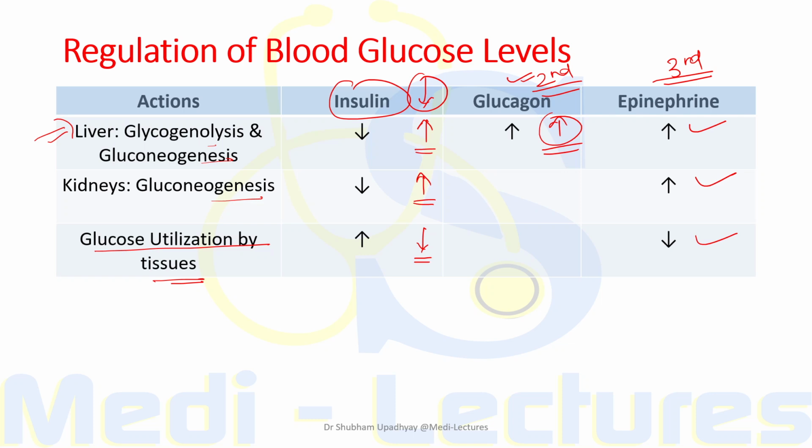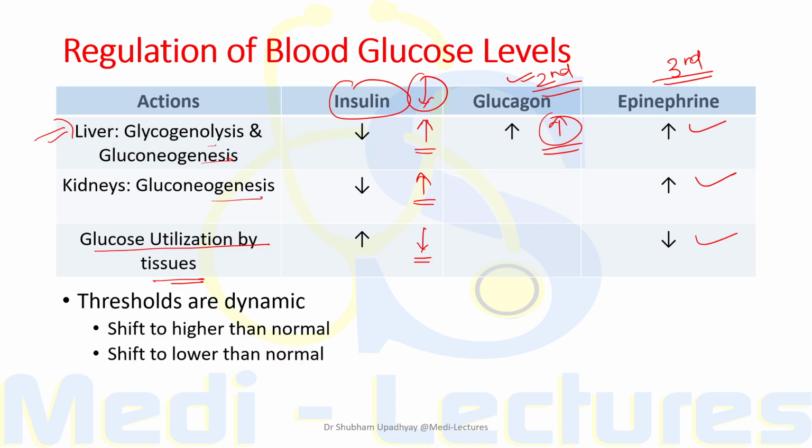Now it is interesting to note that the thresholds at which these physiological responses occur are dynamic, and these cutoff values which we discussed are not the same for everyone. So these thresholds can shift to higher than normal in patients who have poorly controlled diabetes. So these patients can experience symptoms of hypoglycemia when their blood glucose levels decline toward the normal range.